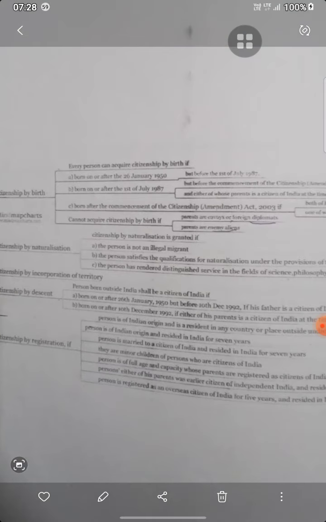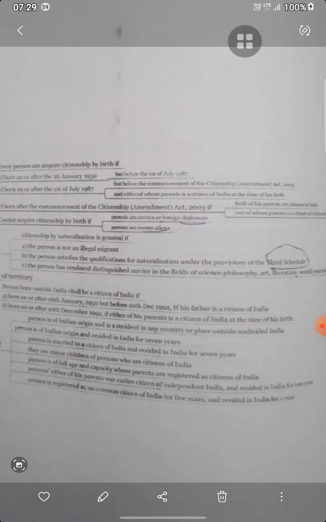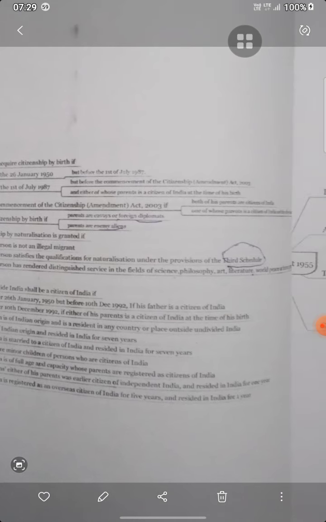The Citizenship Act 1955, on acquisition of citizenship. Every person can acquire citizenship if born after 26 January, or if born after 1 July, or after the commencement of the Citizenship Act, but cannot acquire citizenship by birth if the parents are an envoy or foreign diplomats. Citizenship is also by naturalization, provided the person is not an illegal migrant. Okay, and the person satisfies the qualifications of naturalization under the third schedule, or has rendered distinguished service in the field of science, philosophy, art, and literature. So citizenship of incorporated territory is there.